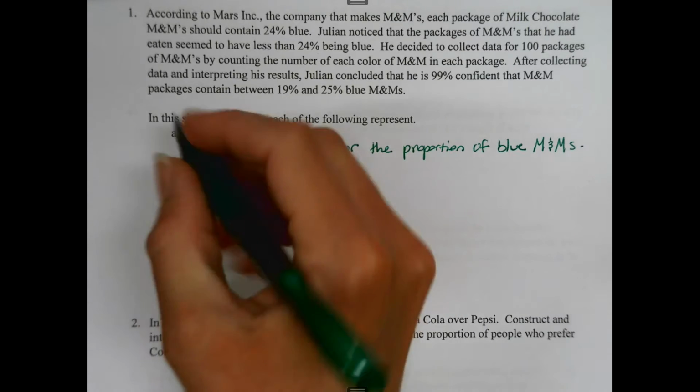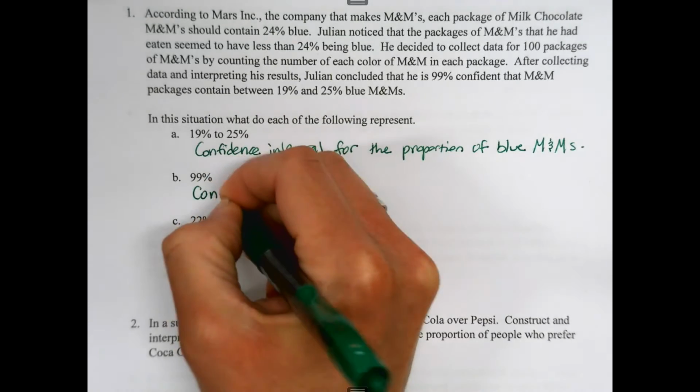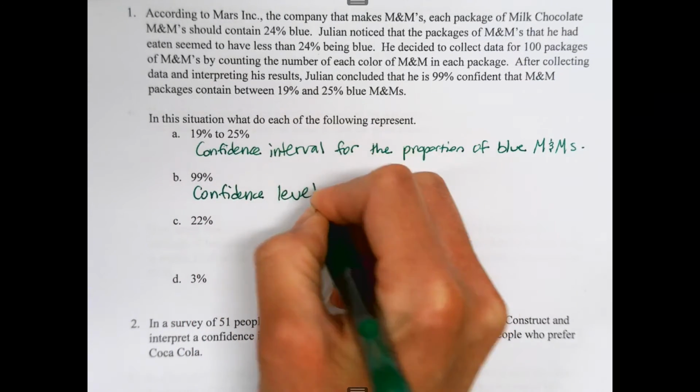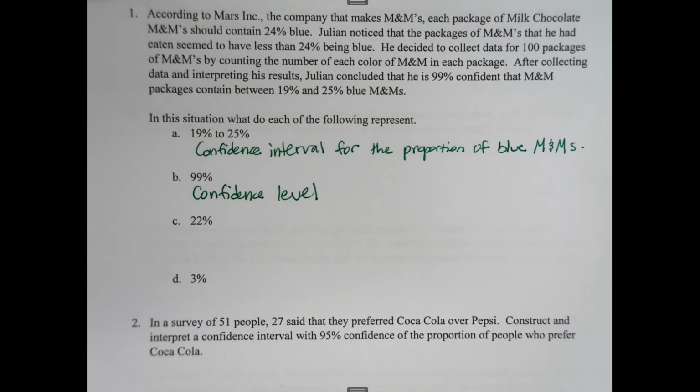99% is our confidence level. The confidence level is the probability that our confidence interval actually does contain the population parameter. So our confidence interval is always associated with a confidence level.